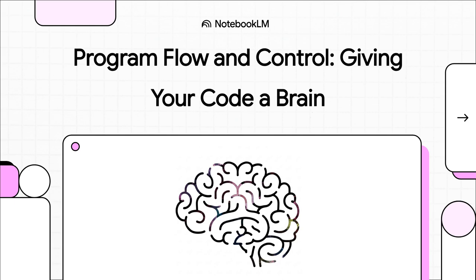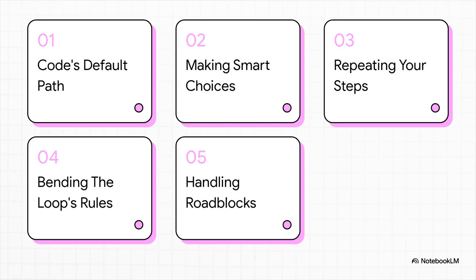Okay, so if you've ever written a basic script, you know it just runs straight from top to bottom. But how do we make it smart? How do we give that code a brain? Well, today we're diving into the tools that let our programs make choices, repeat actions, and handle whatever crazy things get thrown at them. So here's the game plan.